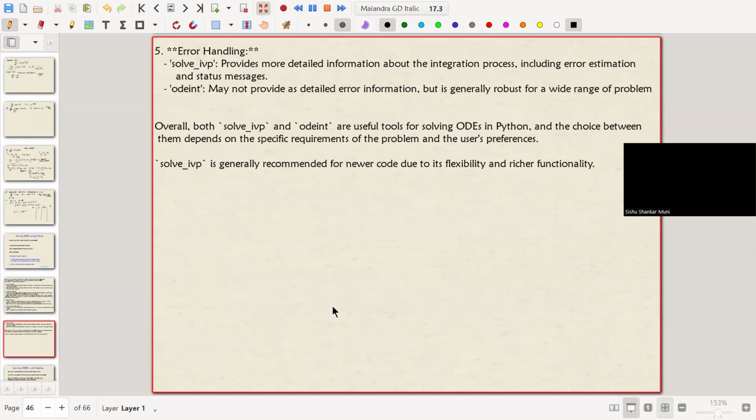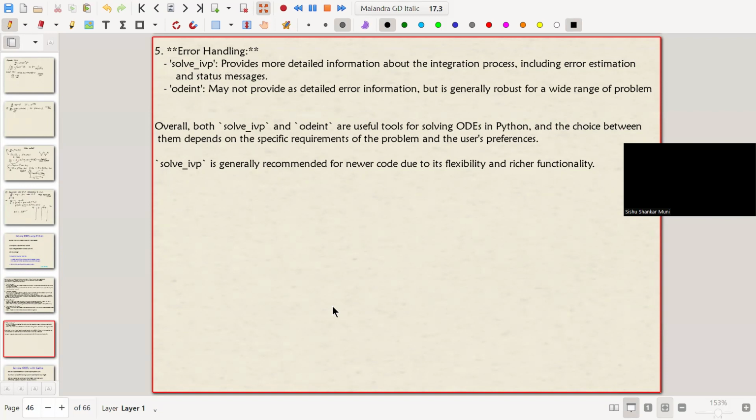Error handling: solve_ivp provides a bit more information about the integration process, including the error estimation and all this. odeint may not provide as much detailed error information as solve_ivp. Usually solve_ivp is good in this sense, because sometimes you want to solve an ODE and you just don't want the output. You just want to see what time it takes to finish. Can you actually solve it more efficiently and in less time? Because it might be a system of ODEs.